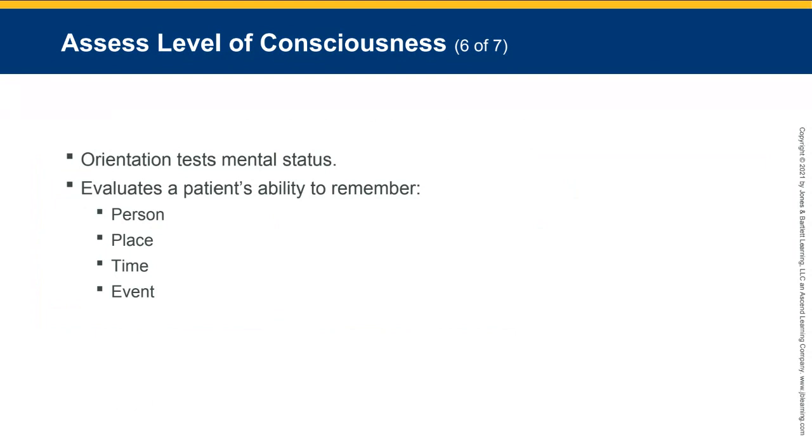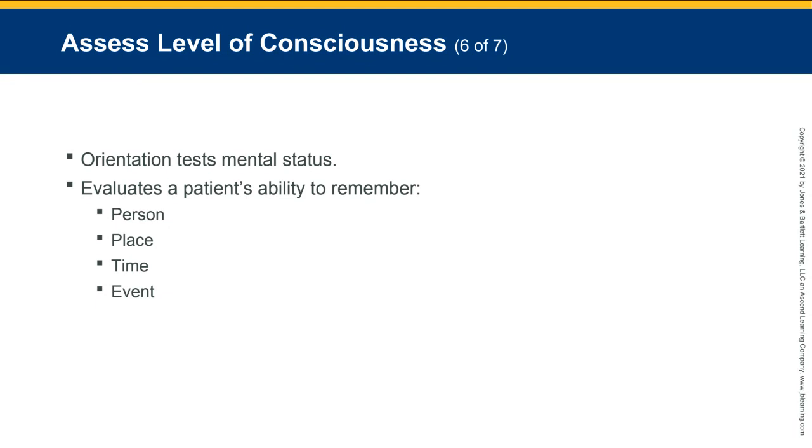As I stated previously, if you're going to consider whether your patient is awake and alert, you need to also consider the patient's level of orientation. And for a patient to be fully oriented, the patient must be able to tell you who they are. The patient must be able to tell you where they are. The patient should be able to tell you what time of day it is and even which day it is. And they should be able to tell you clearly what has happened. And we assess orientation in that order. So person, place, time, event.